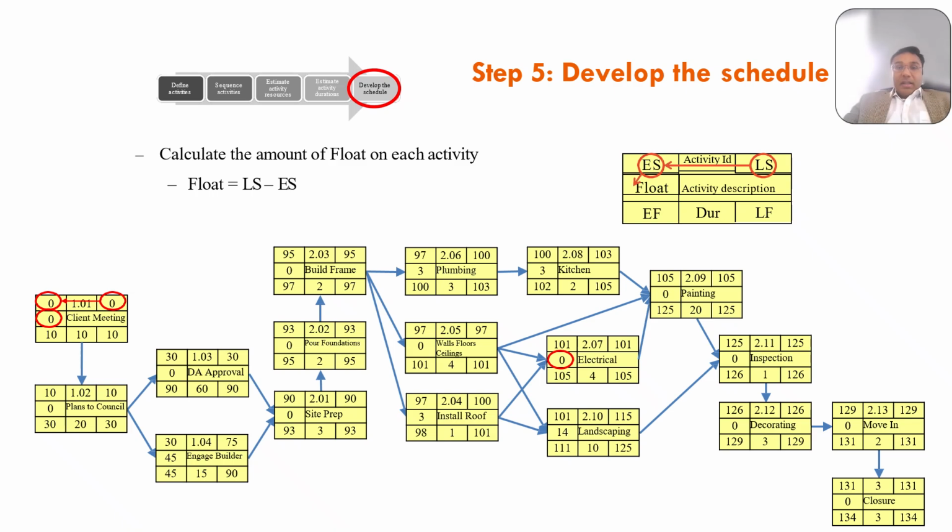So how would we find the critical path here? Critical path activities have 0 float, as I said, and are essential to monitor closely because you cannot delay any of those activities. In the image, many activities starting from client meeting through move in and closure are on the critical path. So look at the float value of 0.